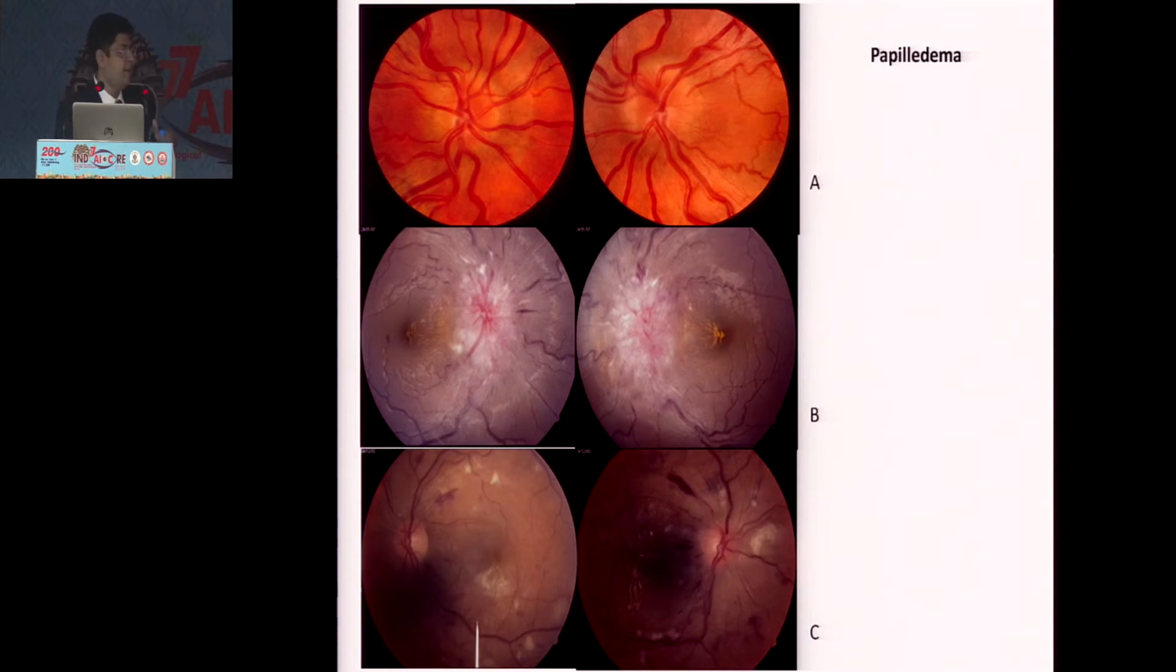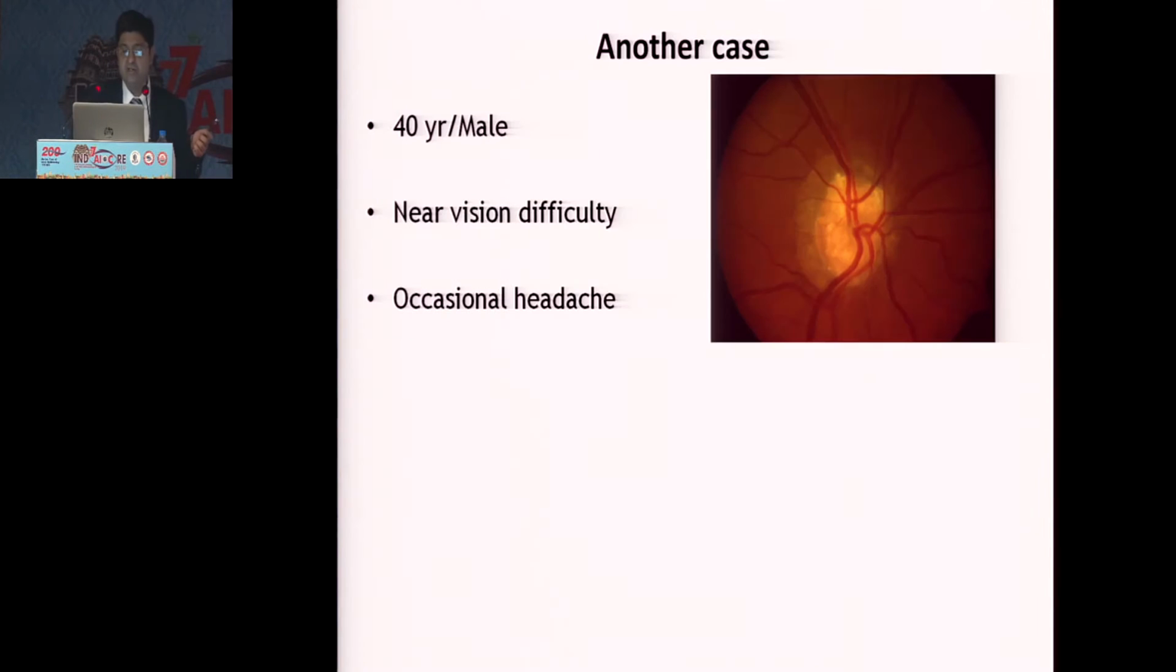This is not papilledema. This is great for hypertensive retinopathy. So you can see lesions on the retina which are removed from the disc, so they are not contiguous with the disc, and this pathology is not because of a disc edema.